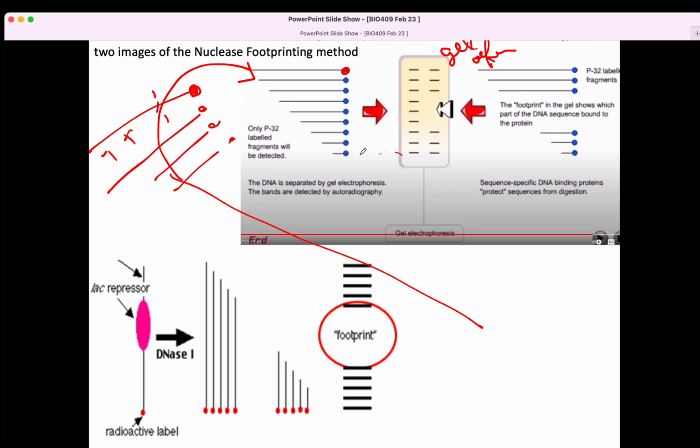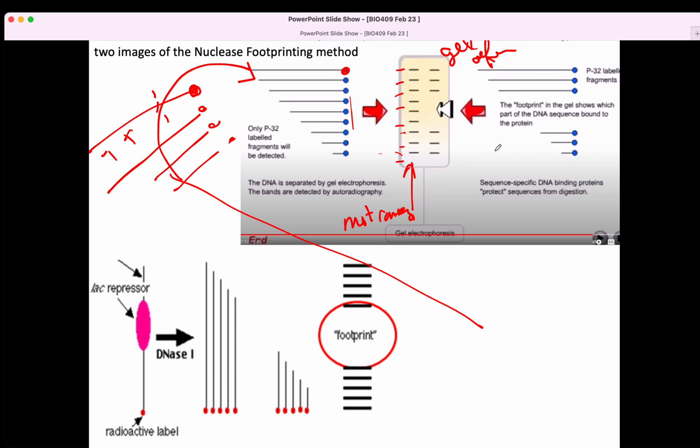The shorter molecules move faster, and the longer molecules move slower. So we'd see radioactivity like this along the length of it. And this is the sample where there was no transcription factor. And so we see each of the pieces represented.